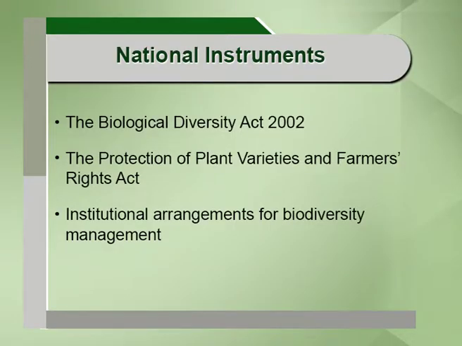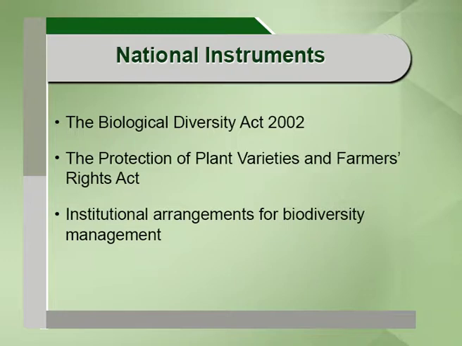So this is the list of national instruments. One is the Indian Forest Act 1927, the Wildlife Protection Act 1972, and the Forest Conservation Act 1980, which was also amended after 1988. Then the Biological Diversity Act 2002, the Protection of Plant Varieties and Farmers' Rights Act, and Institutional Arrangements for Biodiversity Management. These are some of the national instruments which are implemented to overcome biological diversity loss.